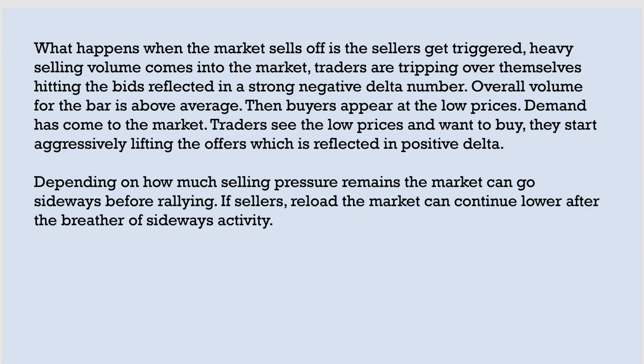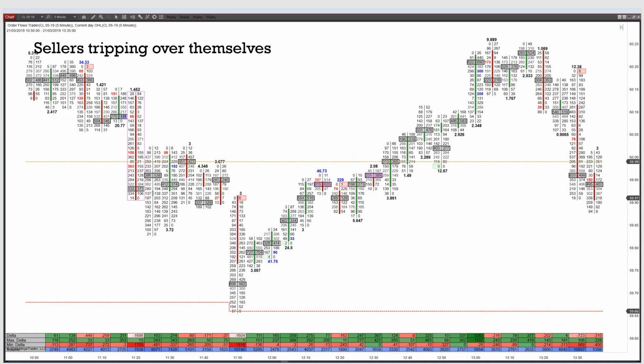So getting back to some of this selling pressure, right? Here's the chart. Sellers tripping over themselves. People can't get enough of this. They're selling it, selling it, selling it. Look at this here. They're all excited. Market's selling off. Hey, let's sell. Yeah, minus 1,600. Volume is 7,000.